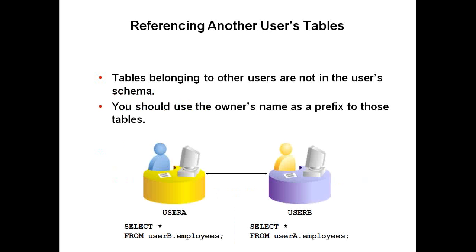And this is how you are going to reference the other user's tables. So here you can see in the example you have user A and user B. Suppose user A wants to retrieve the data from user B, then the select query should be written something like what you can see here: select star from userB.employees. Same way, if user B wants to retrieve the data from user A, then it needs to say select star from userA.employees.